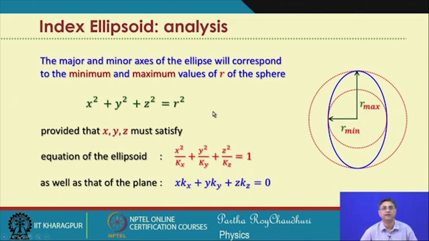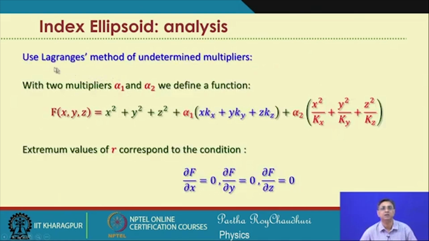So, we put together and write a function, and we will use Lagrange's method of undetermined multipliers to find out the solutions for the omega values, that is k x, k y and k z. So, we define this function f of x, y, z equal to x square plus y square plus z square, the left hand side of the sphere, then some constant alpha 1 into this part of the plane and some constant alpha 2 into this part of the ellipsoid.